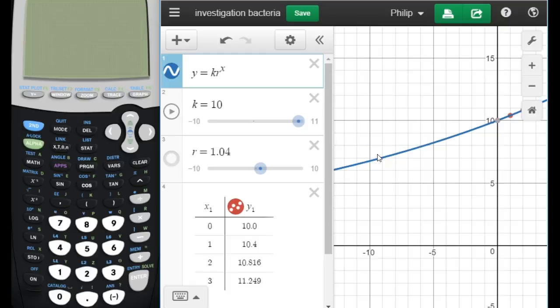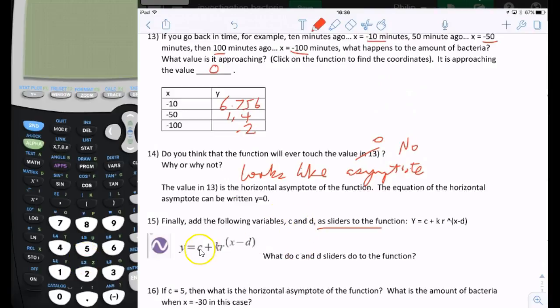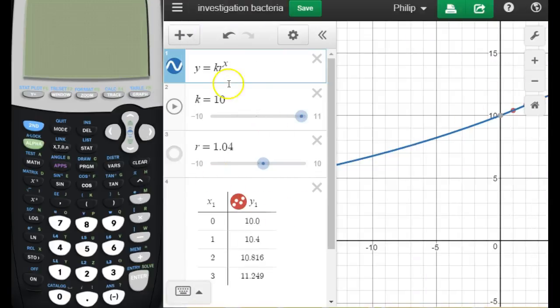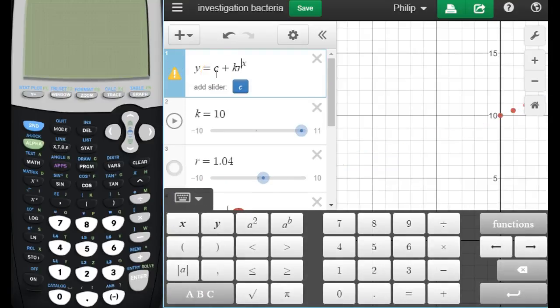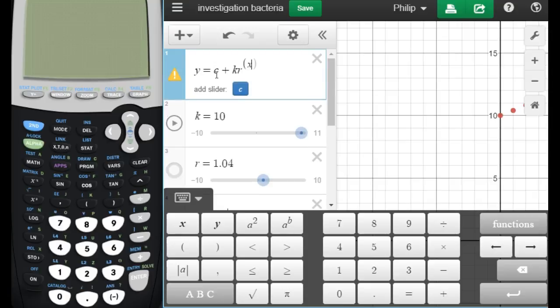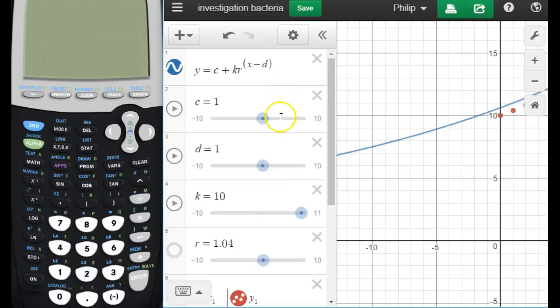Okay, number 15. Finally, add the following variables, C and D, as sliders to the equation. So the C and the D go here and here. And then it asks, what do the C and D sliders do? So let's see. We're going to put in C plus, and then instead of just X, we're going to have parentheses X minus D. And then we're going to make sliders for those.